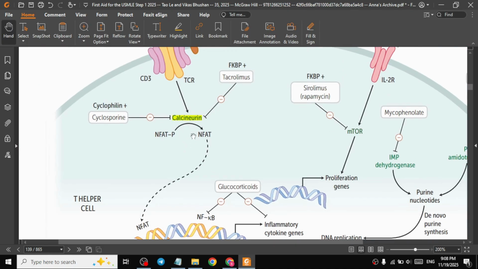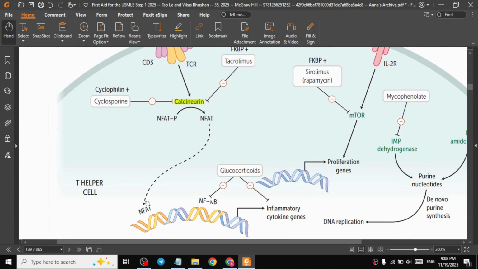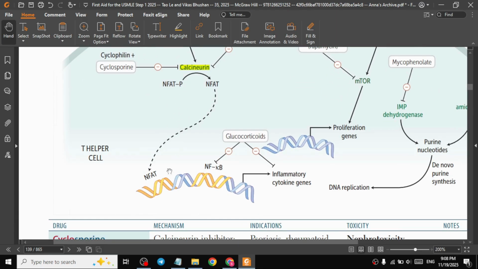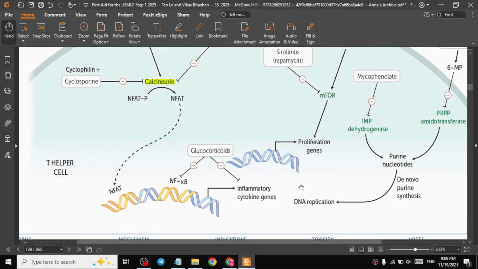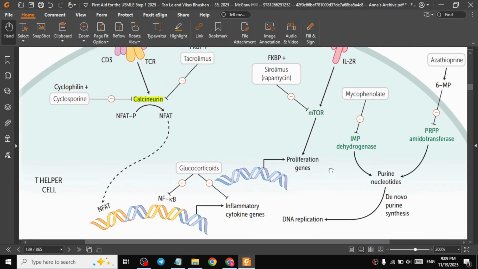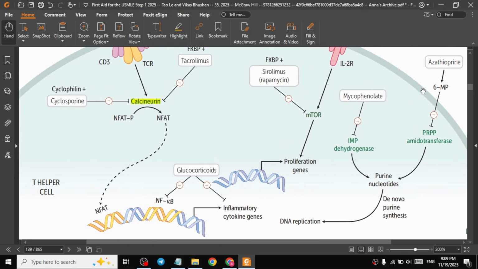Now, if calcineurin is inhibited, you're not going to have the rest of the process happening, right? What is the rest of the process? This NFAT goes into the T cell nucleus and activates this gene right here, NF kappa B. Okay, if NF kappa B is completely transcribed, eventually you're going to make a lot of inflammatory products, right? IL-2, IL-4, 5, 6 for Th2, TNF alpha. You're going to make all of that.